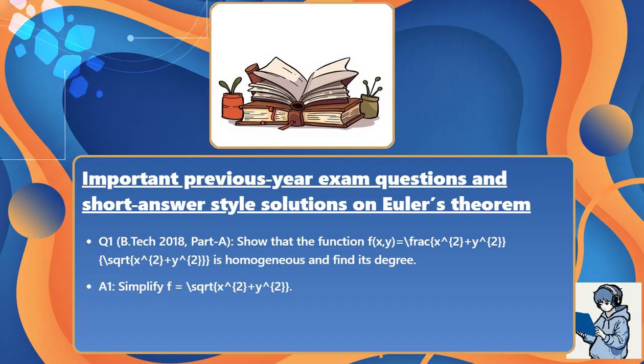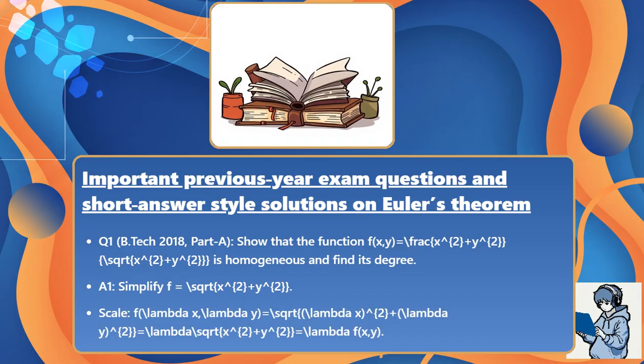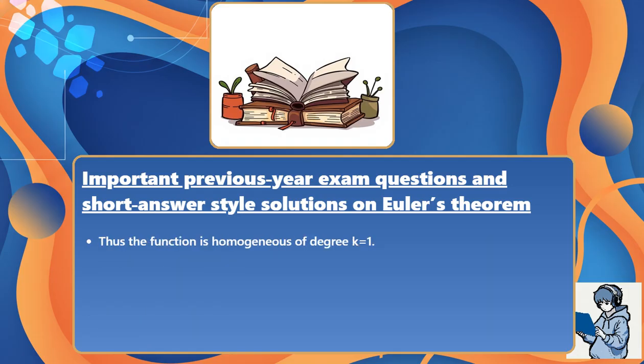Answer 1. Simplify: f equals the square root of x squared plus y squared. Scale: f of lambda x, lambda y equals the square root of (lambda x) squared plus (lambda y) squared, which equals lambda times the square root of x squared plus y squared, which equals lambda f of x, y. Thus the function is homogeneous of degree k equals 1.